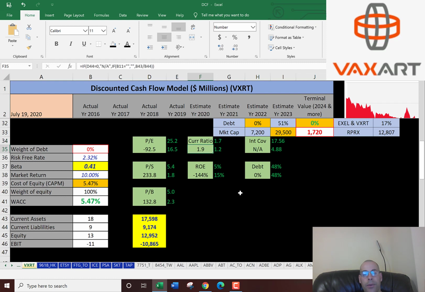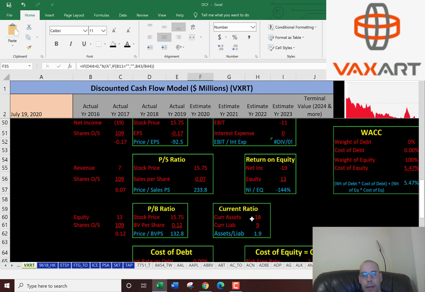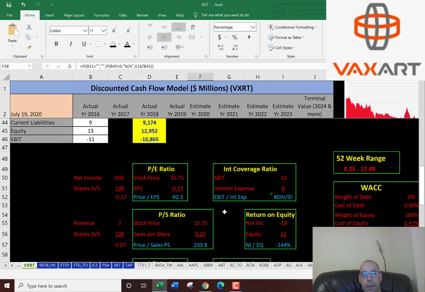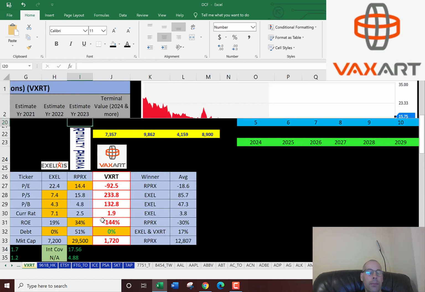Current ratio 1.9, so they can cover their current liabilities. That's current assets, 18 million, over current liabilities. That's good. Negative ROE, because as you probably guessed it, they have negative net income, and ROE is net income over equity. The best way to look at ratios is to compare them to similar companies.